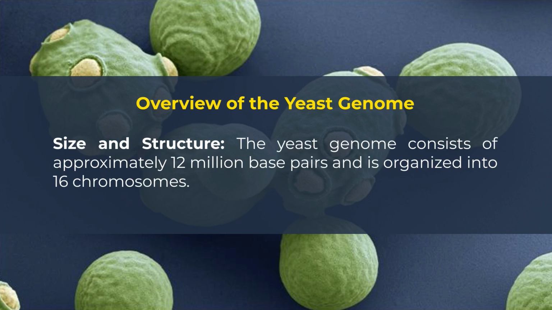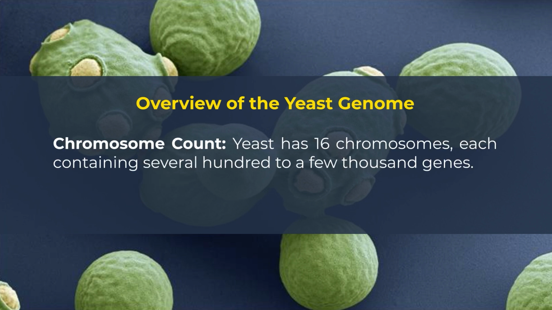Now talking about the size and structure of the yeast genome. The yeast genome consists of approximately 12 million base pairs and is organized into 16 chromosomes. Yeast has 16 chromosomes, each containing several hundred to a few thousand genes.